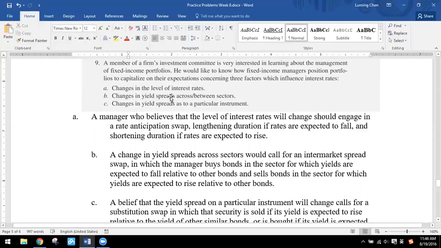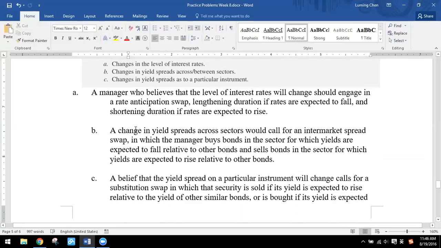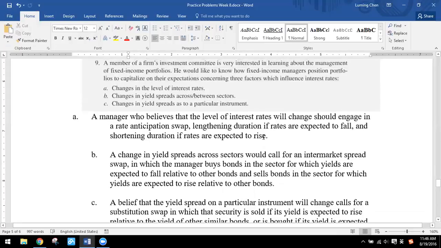B, if there is a change in yield spreads across or between sectors, well, then, like what we did with the Treasury and corporate bond market, it would call for an intermarket spread swap, in which the manager buys bonds in the sector for which yields are expected to fall, because the bond price is expected to rise relative to other bonds, and sells bonds in the sector for which yields are expected to rise, because the price is expected to fall.